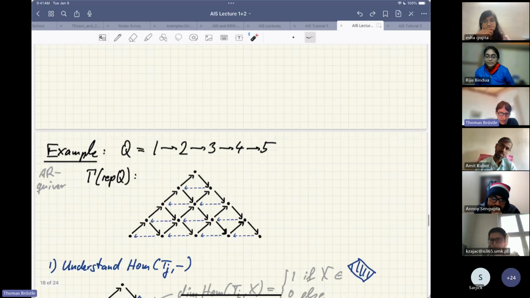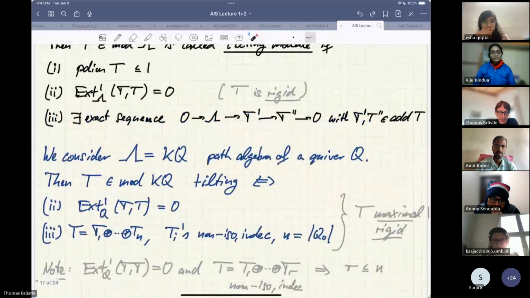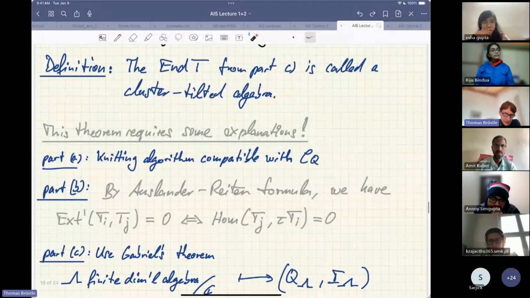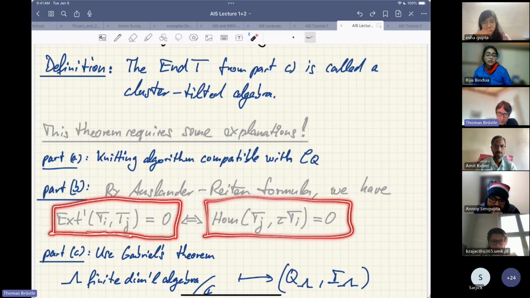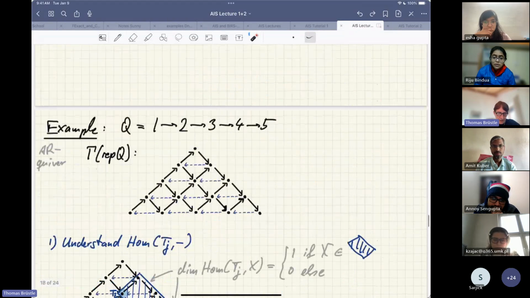Okay. So to understand the tilting condition, we said that there should be no extensions between the different summands, but that we can control by saying the homomorphism between one summand and the tau of another summand should be 0. So first thing first, we need to understand the homomorphisms. So let's do that.